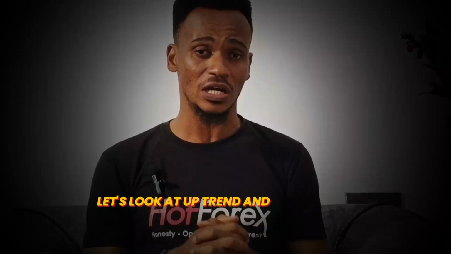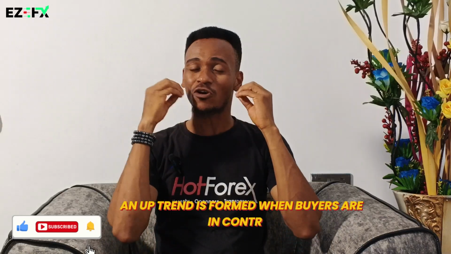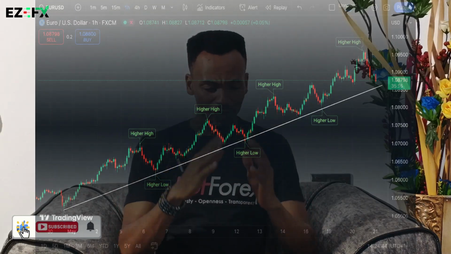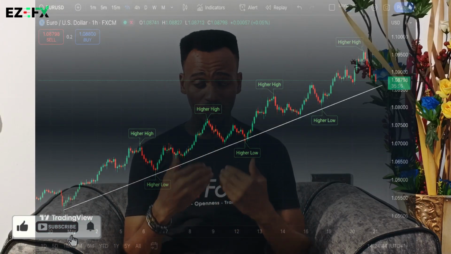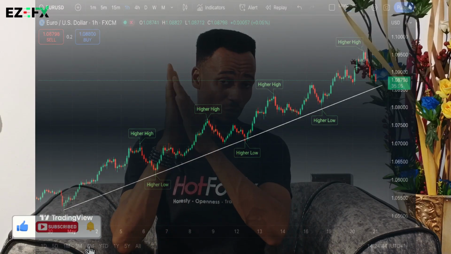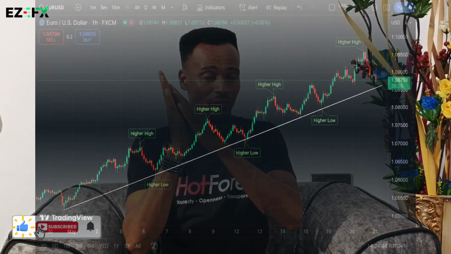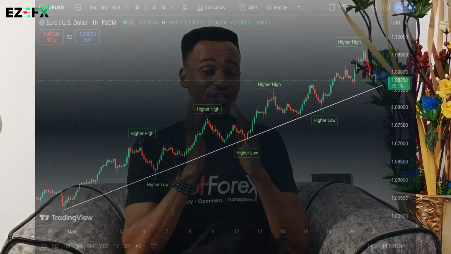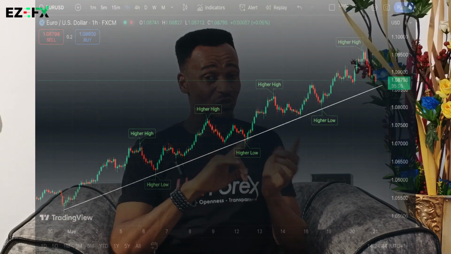So let's look at the first one. Let's look at uptrend. And what is an uptrend? An uptrend is formed when buyers are in control. In the forex market, when we say buyers are in control, when we say uptrend, that means the market is going up, is trending up. Do you get? Is moving up, is being bullish, is going long.